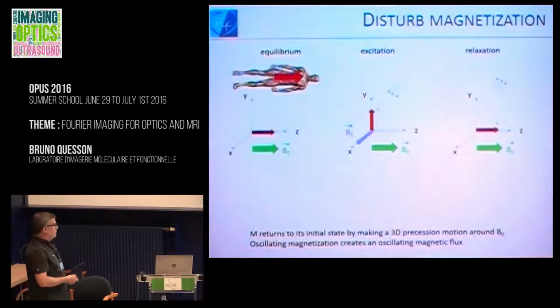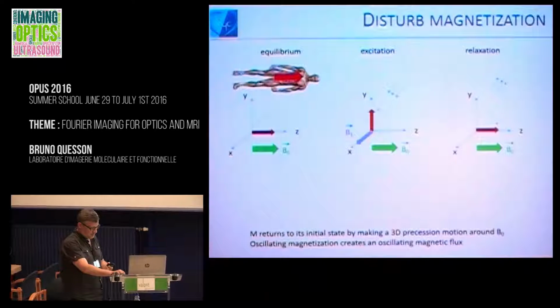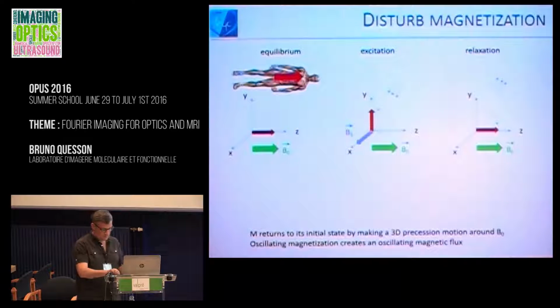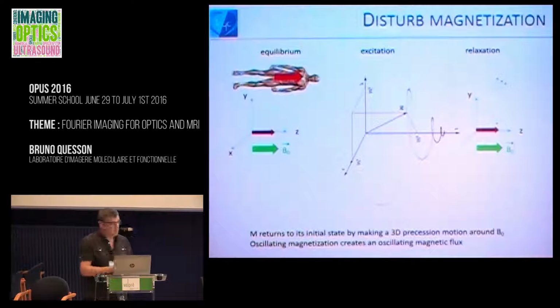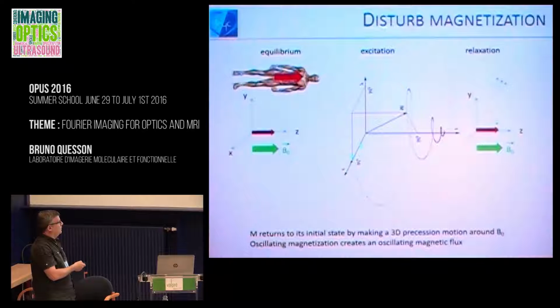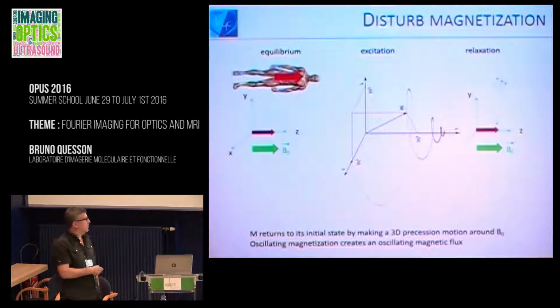Technically, you can show that this magnetization returns to its initial state by making a 3D precession motion around B0. What does it mean? This means that this magnetization that I have shown here, for example, a line here, is not going to flip directly, but it's going to make a spiral motion around B0, okay, and gently return to its initial position.